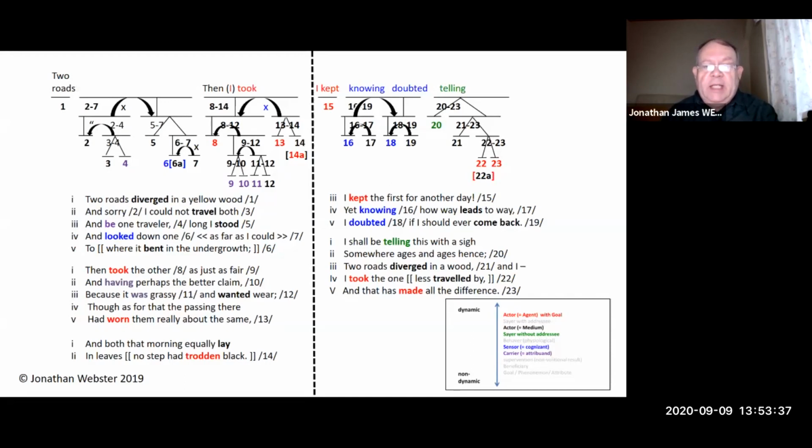And notice how then it ends at the very end. Two roads diverged in a wood. I took the one less traveled by. There's a symmetry here. How it begins is how it ends, and it almost divides into two parts. At the beginning part, I took, and the second part, I kept.